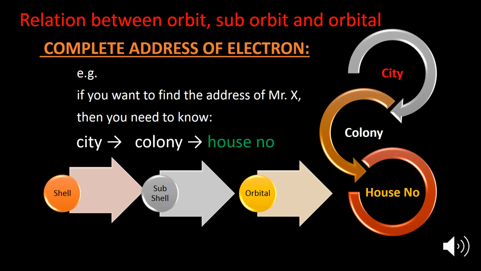Relation between orbit, suborbit and the orbital. In simple words, we can say that this will give us the complete address of the electron. For example, if we want to find out the address of Mr. X, then we must know about the city in which he lives, his colony and the house number to reach the specific place. Similarly, if we want to find out the address of the electron, we must know about the shell in which the electron is, about the subshell and also the orbital of the electron to reach the place of the electron.